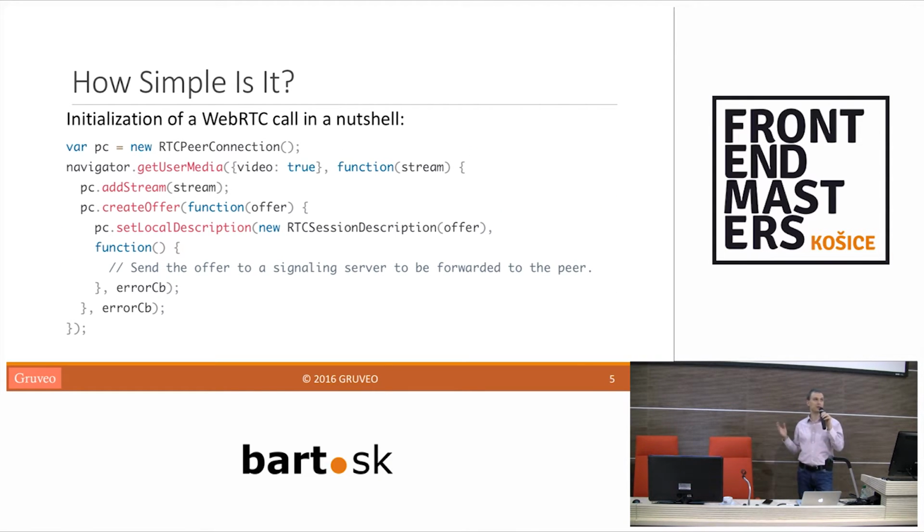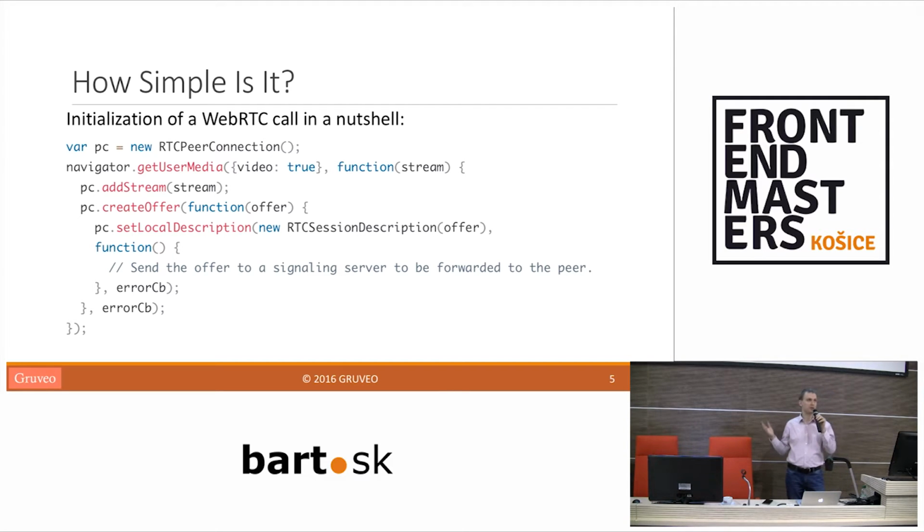So, how simple exactly is it? Here is a snippet of code for establishing a peer-to-peer connection with WebRTC using the JavaScript APIs. On a very high level, you create a peer connection object. Then you request permissions for the user's camera and microphone using the getUserMedia API. And in the success callback of that call, you attach the media stream that you received, so basically the data from the microphone and the camera, to the peer connection object.